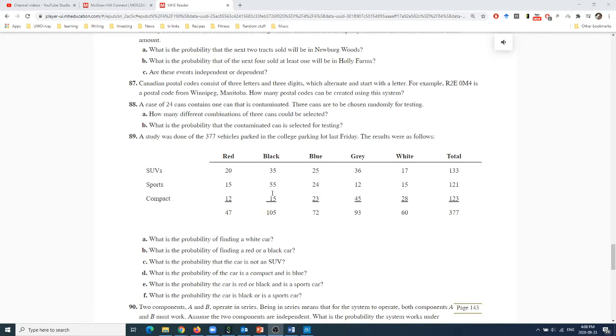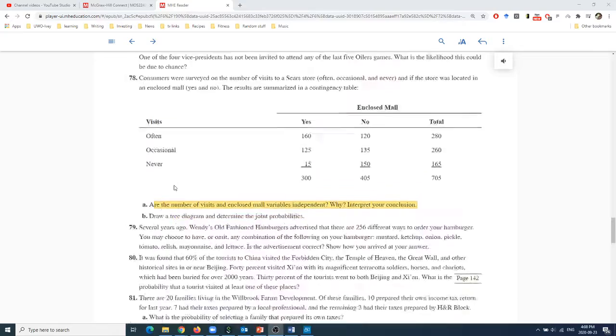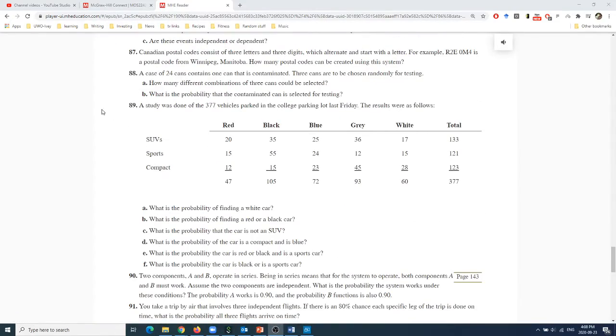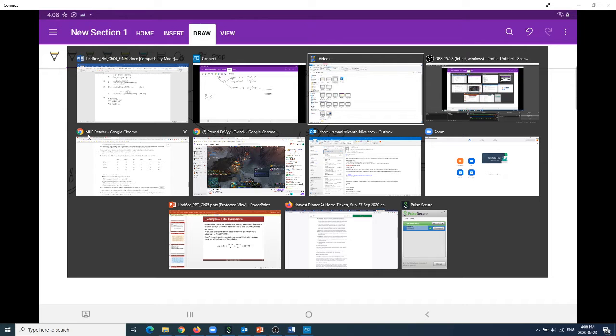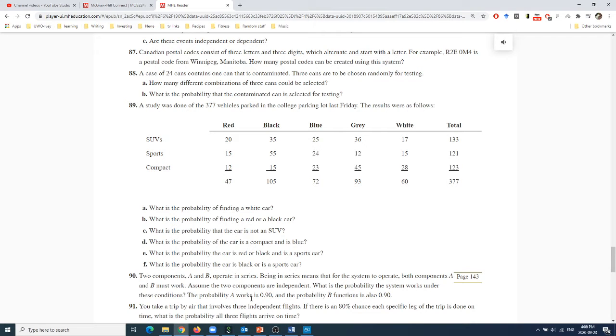Okay, so the second question is just a little bit below the previous question, and it's question number 89. This looks to be a cool table, and let's try and work out the first part, A. You have a table over here, and this table tells you the type of car, whether it's an SUV, sports car, or a compact car, and the color of the car. And 377 vehicles were parked. Let's try and answer each one of these.